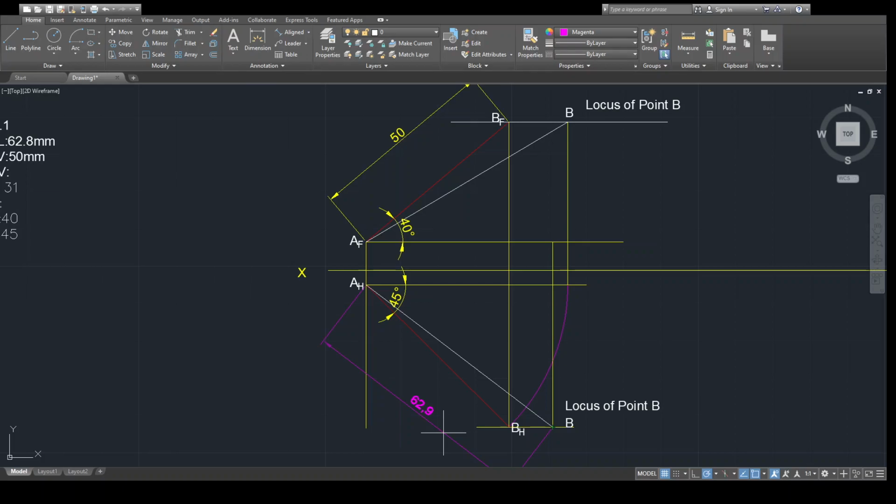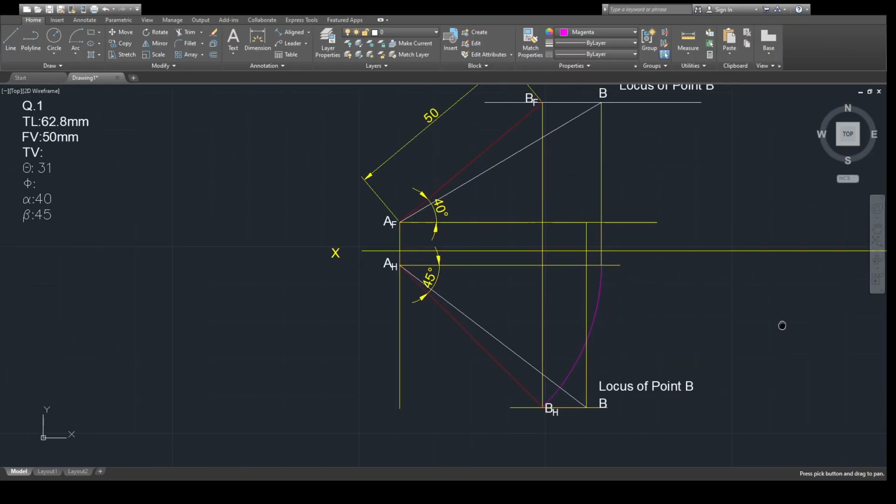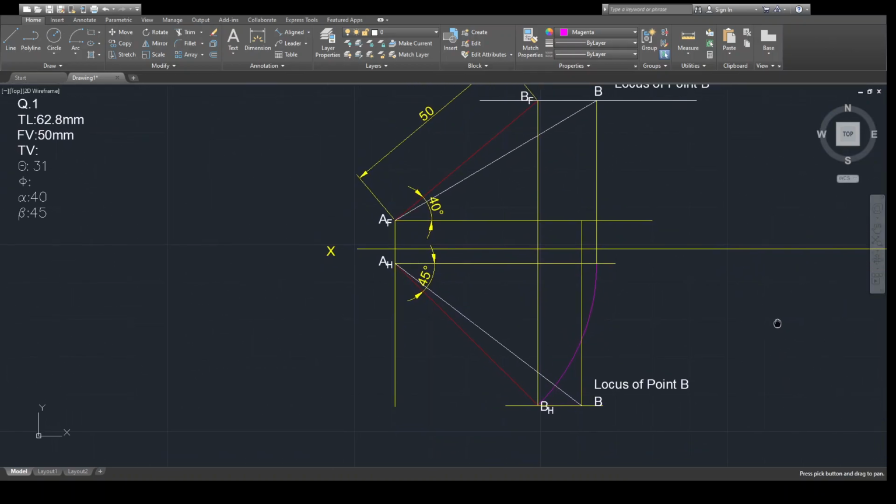It is a cross check. If the true length in case of front view is 62.8 and here suppose 64, then something is wrong. You can see in both the views the true length always has to be the same, then only your solution is correct, or you have made some mistake in drawing. Okay, so true length you have determined.